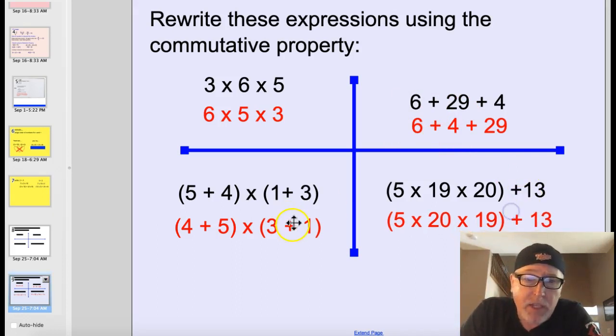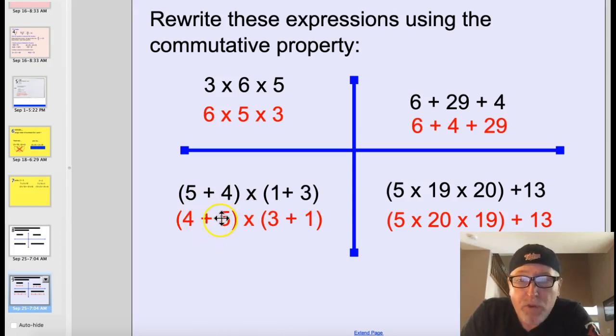All right. The bottom ones, you didn't need to do both sides, but I did. As long as you changed something, you changed the order around, you kept the numbers that you moved within the parentheses here, you will be fine.